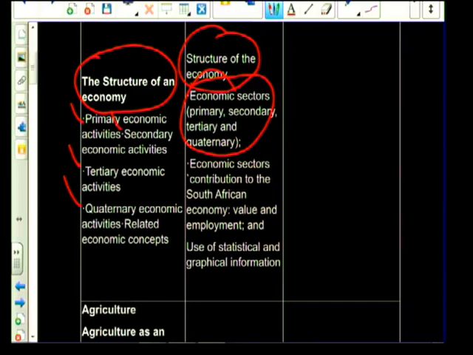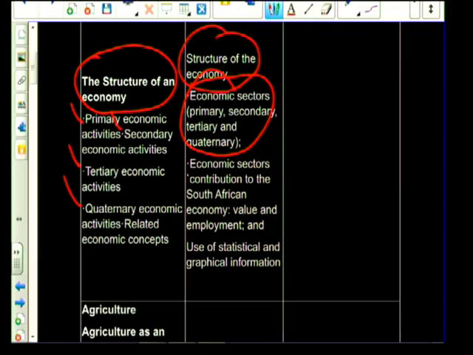The economic contribution to South Africa, it takes this and puts it in more detail. All right? Because you want to look at how it contributes to South Africa, what percentages, etc., that the primary, secondary, tertiary. We're classifying South Africa, developing, etc. But your teachers will talk more about that later.